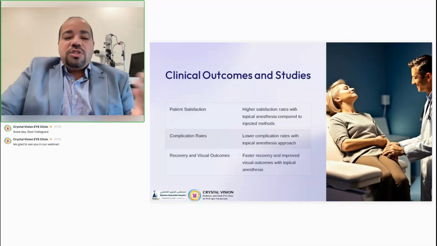So it gives us a positive energy, for us and the patients.